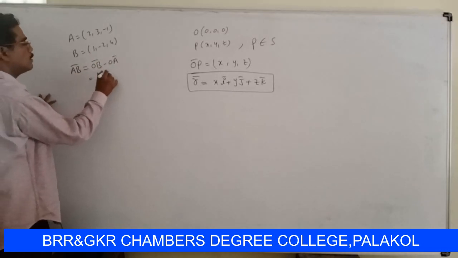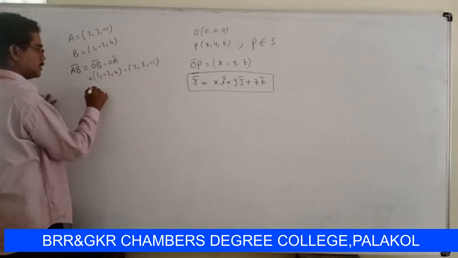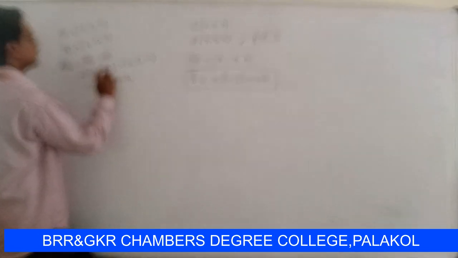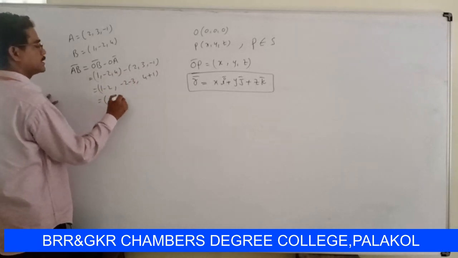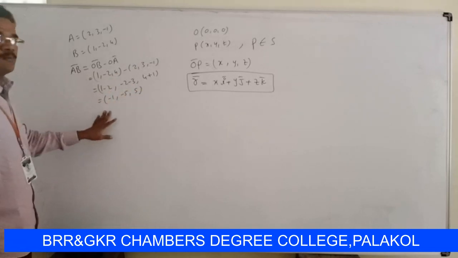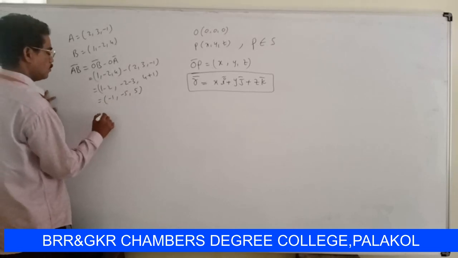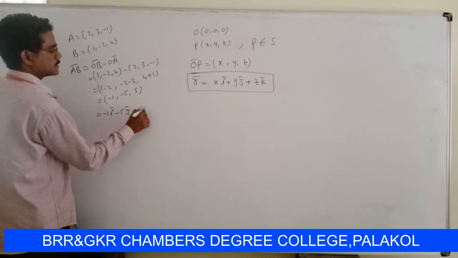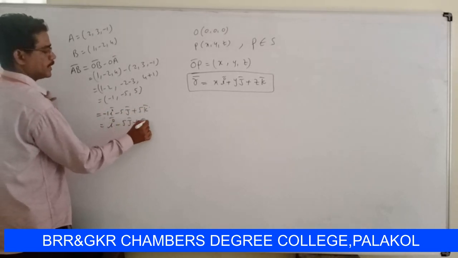That means (1, -2, 4) minus (2, 3, -1). That is 1 minus 2, minus 2 minus 3, and 4 minus of minus 1, plus 1. So finally (-1, -5, 5). This is the value of AB bar. It can be expressed in vector form: -1 into i bar, -5 into j, plus 5 into k. Finally -i minus 5j plus 5k.